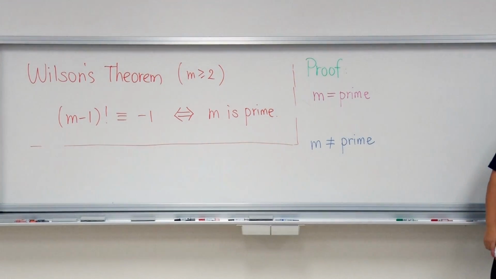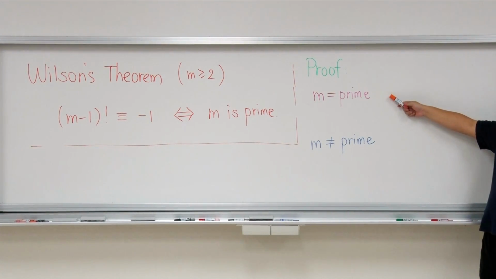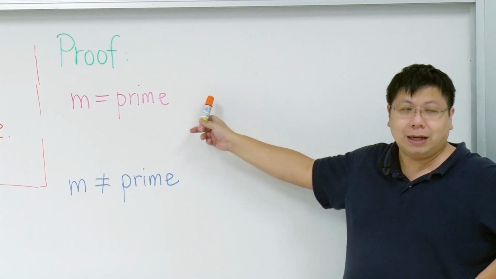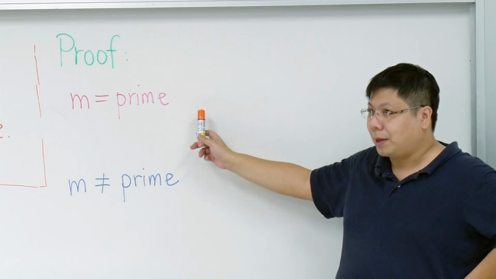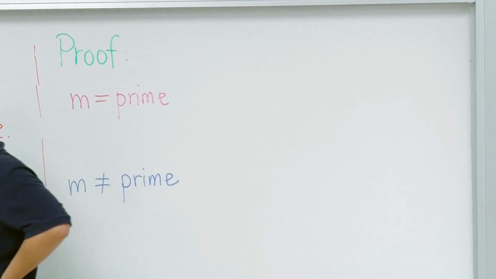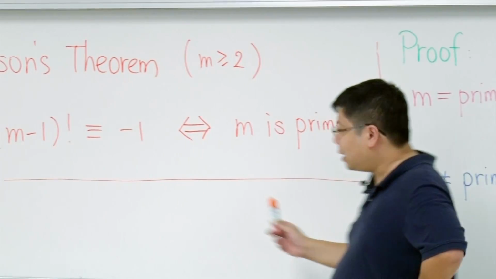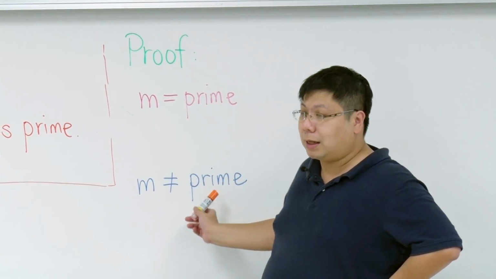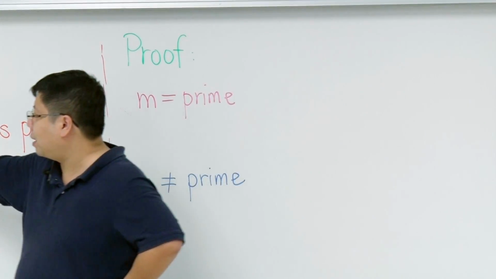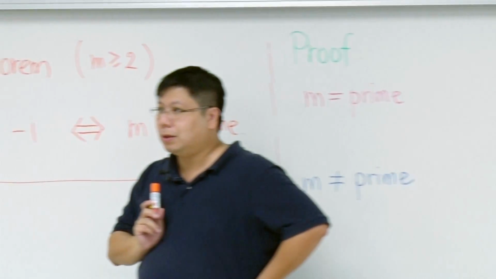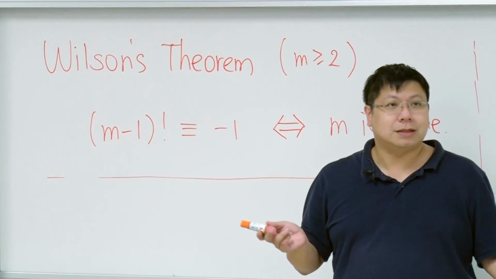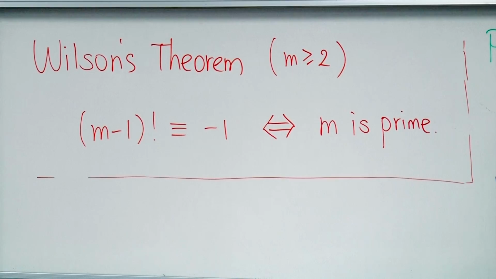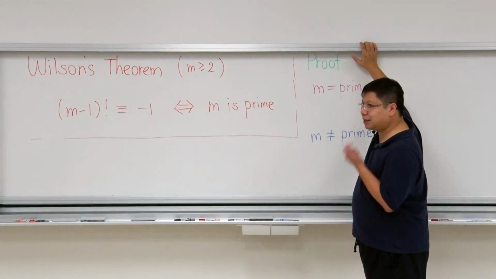So let's prove this. To prove this, we are going to divide the case into 2 parts. One is we find out what happens when m is prime. When m is prime, we want to show that it is going to be equal to minus 1. The other part is to look at what happens when m is not a prime. Then we hope that (m minus 1) factorial is not equal to minus 1. Is that okay? So this establishes the if and only if. Now, before we prove this, let's do some review.